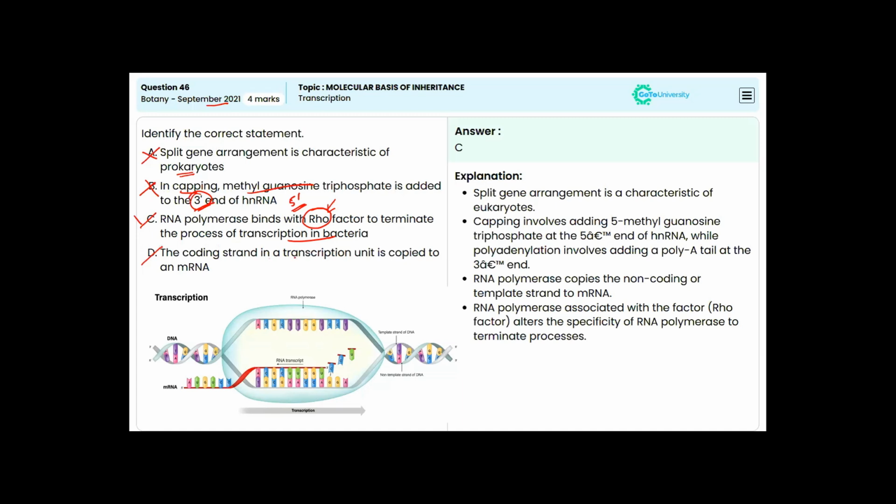Option D, the coding strand in a transcription unit is copied to mRNA. This is incorrect. Actually, it is not the coding strand. It is the template strand which is transcribed to the mRNA. The coding strand is similar to the mRNA. The coding strand is the non-template strand. We use the template strand, which will be copied to the mRNA. So option D is also incorrect. As you can see here, this is the template strand of DNA, which will be complementary to the mRNA, whereas the non-template strand will be the coding strand.